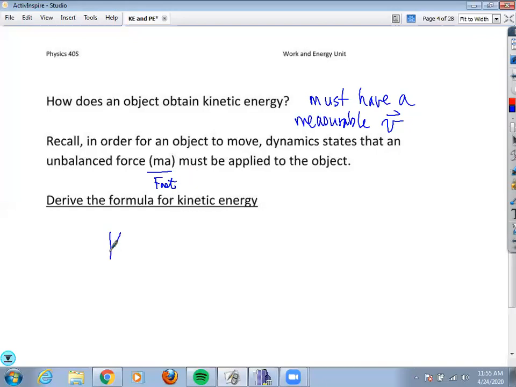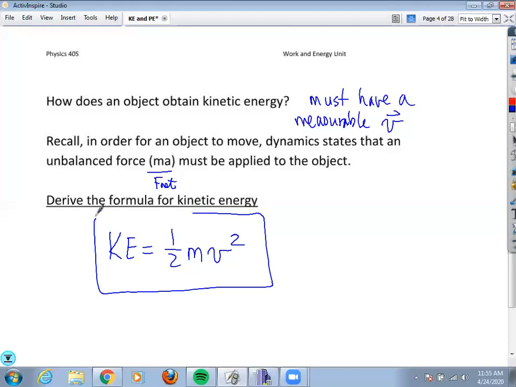So kinetic energy, KE, is equal to 1/2 times the mass times the square of the velocity. So KE equals 1/2 mv squared, and the unit is the joule. So energy is always measured in joules.